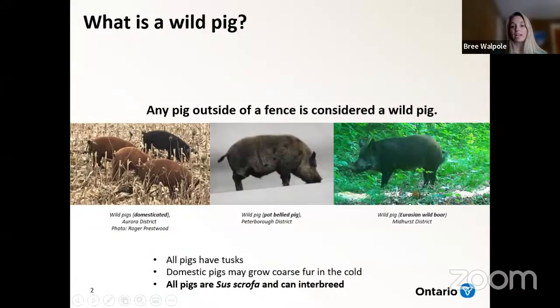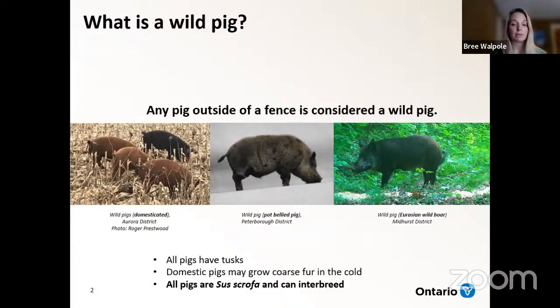Great, so first of all, what is a wild pig? It's funny, we were talking about names in the previous conversation, and it made me think that wild pigs also have a number of different names. Depending where you are, you might think of invasive swine or feral hogs or invasive wild pigs. Here in Ontario, we do call them wild pigs. A wild pig is any pig that's found outside of a fence. So any pig that's not contained or otherwise under the physical control of a person is considered a wild pig.